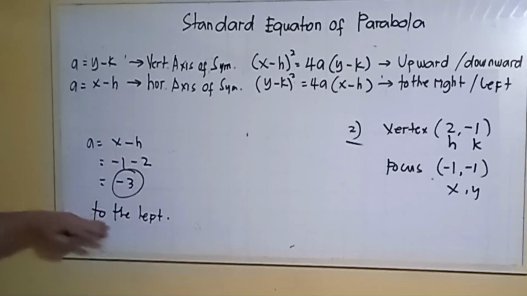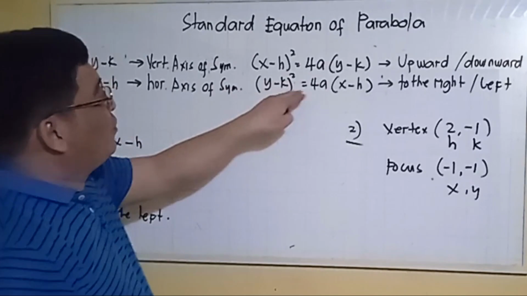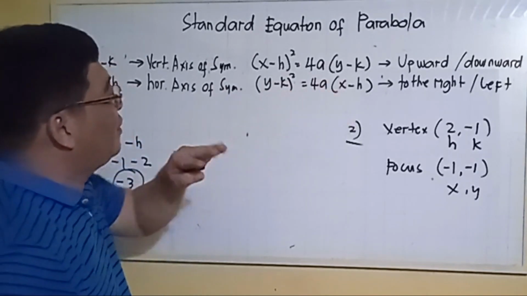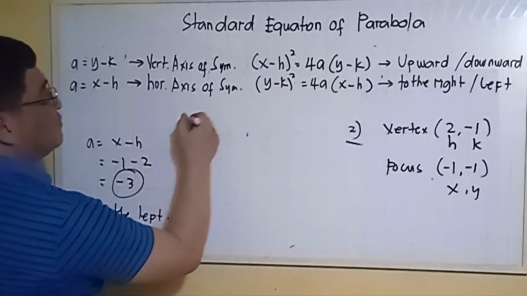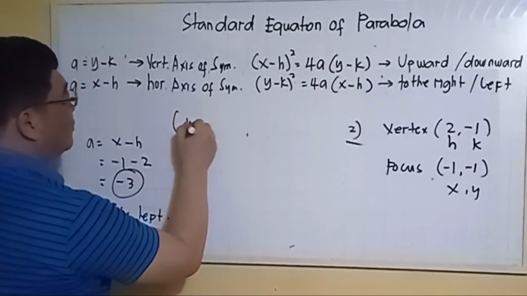Dahil ito yung ginamit natin, meron tayong horizontal axis of symmetry. Ang gagamitin nating formula is (y minus k) squared is equals to 4a times quantity of (x minus h). Gamitin natin to.